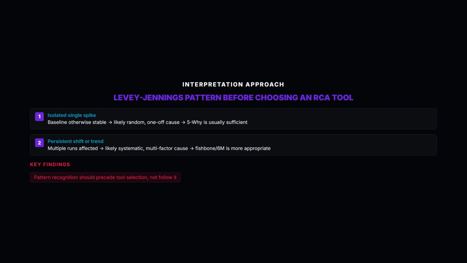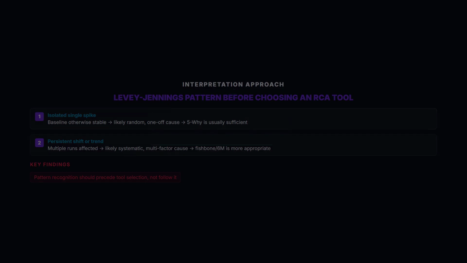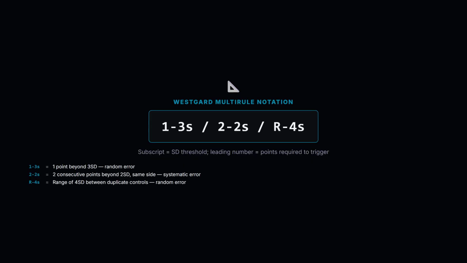That distinction maps directly onto Westgard's rule notation. 1 to 3s flags a single point beyond 3SD, your classic random error rule. 2 to 2s flags 2 consecutive points beyond 2SD on the same side, a systematic error rule. R 4s flags a range of 4SD between duplicate controls, also random. Knowing which rule fired tells you what kind of root cause you're hunting for before you write a single Y.